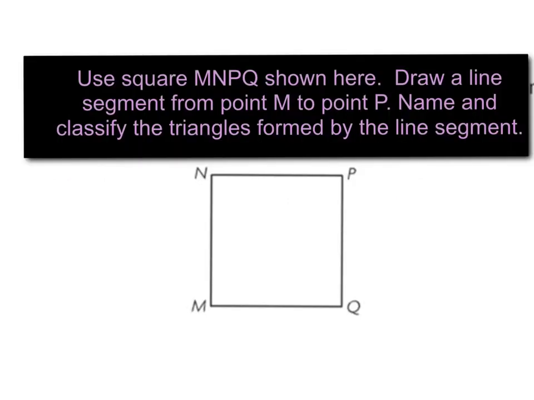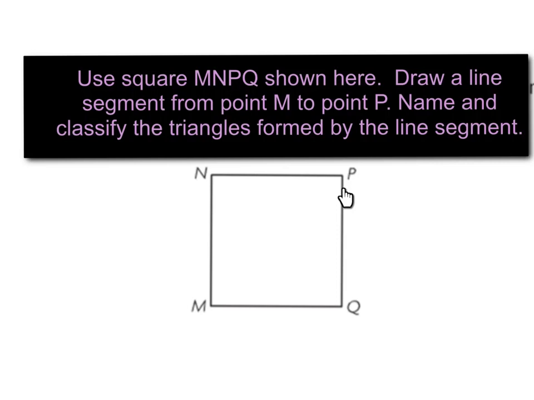Now let's take a look at this picture of a square. We're going to use square MNPQ shown here. We're going to draw a line segment from point M to point P. We're going to name and classify the triangles formed by the line segments.